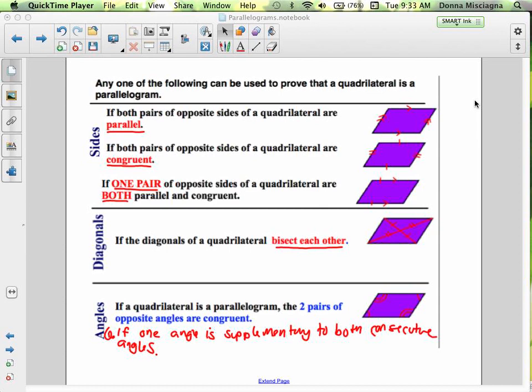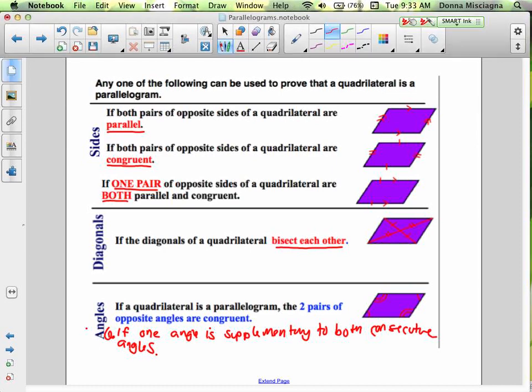I believe the first 5 are in your notes. I'm not sure that number 6 is in your notes. So if you can please add number 6 to your notes.